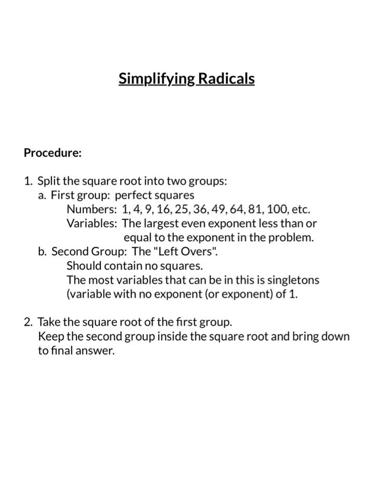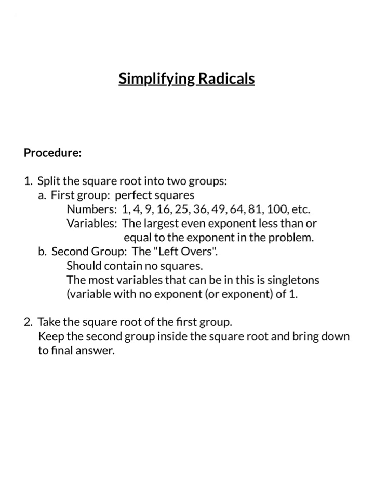So the next thing we're going to look at is simplifying square roots that are not perfect squares. This is where we're going to talk about separating the square root. So our procedure is we want to split the square root into two groups. In our first number, we're going to have perfect squares. The numbers that we want to work with are 1, 4, 9, 16, 25, 36, 49, 64, 81, 100, and of course this list goes on forever.